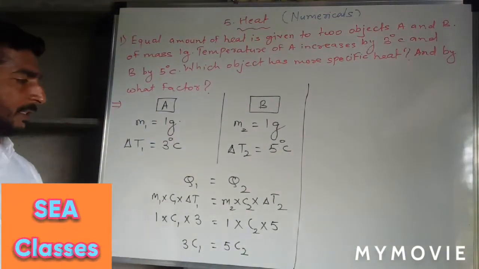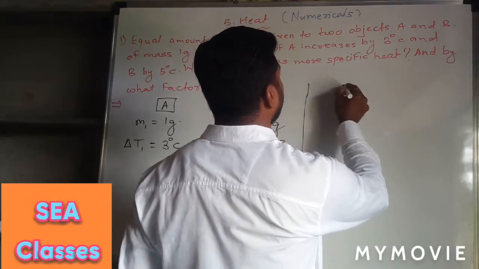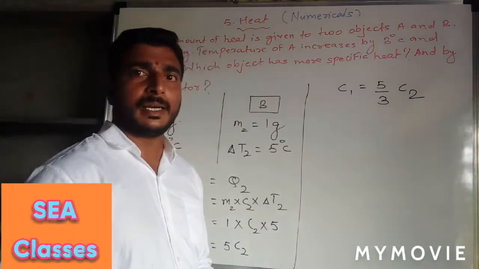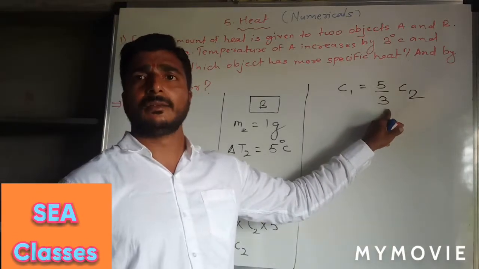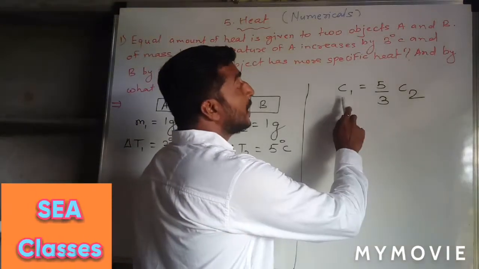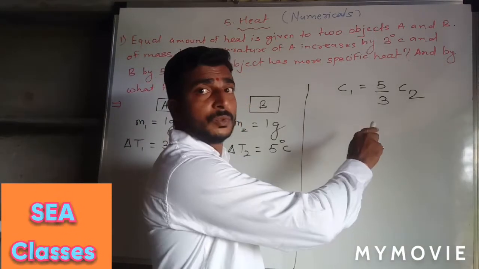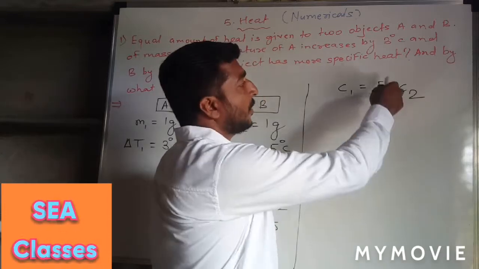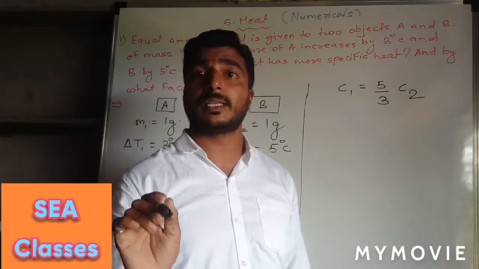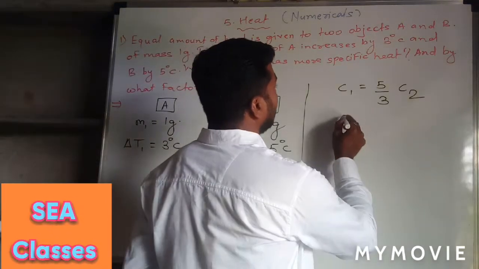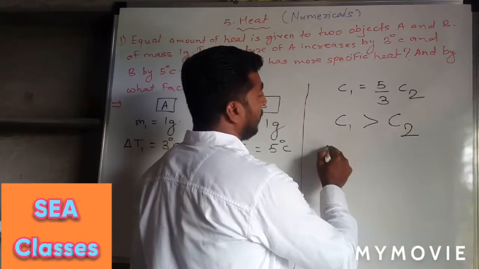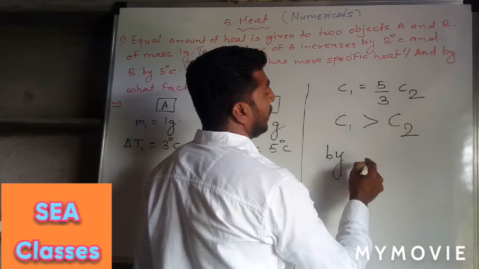Now send this 3 to the right side, so it will divide there. So C1 is equal to 5 upon 3 times C2, and if you divide 5 by 3, you will get a value like 1.6. That means C1 is 1.6 times, or 5 upon 3 times, C2. Definitely C1 is more than C2. Therefore we can say that C1 has more specific heat than C2, by a factor of 5 upon 3.